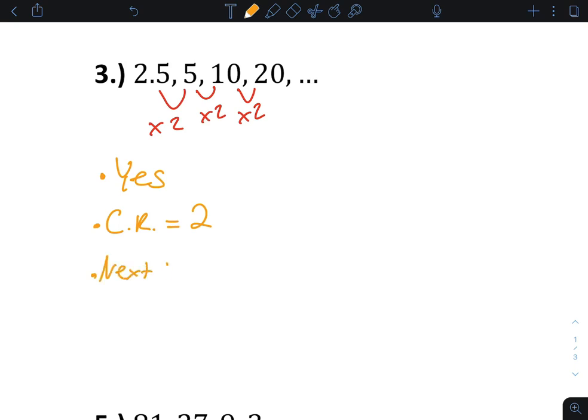And then let's find our next two terms. Now our next two terms again, you just continue this pattern. So we left off with 20. So let's multiply 20 times 2 and we'll get 40. And then multiply 40 by 2 and we'll get 80.